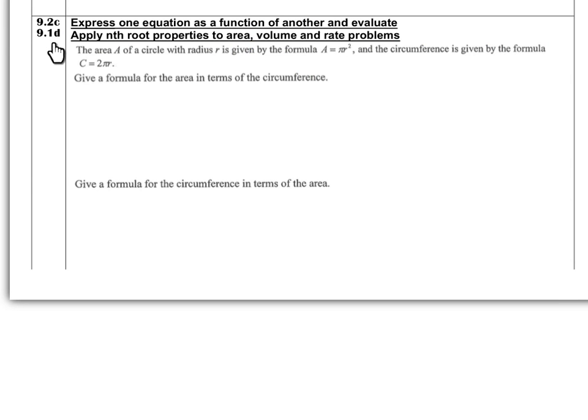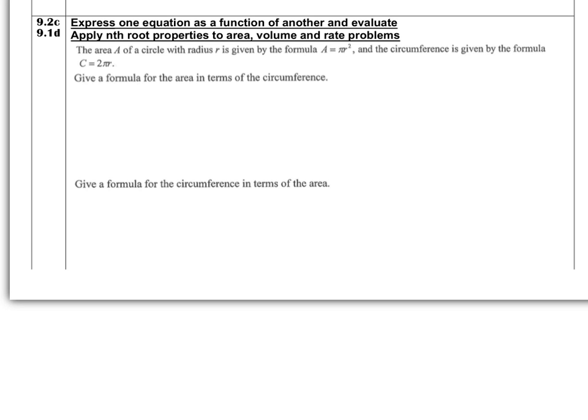9.2c and 9.1d: express one equation as a function of another and evaluate, and apply nth-root properties to area, volume, and rate problems. So what we have here is we're dealing with the area of a circle with the radius r. So area is pi r squared. The circumference of a circle is circumference equals 2 pi r. They want us to do two things. The first is give a formula for area in terms of circumference.